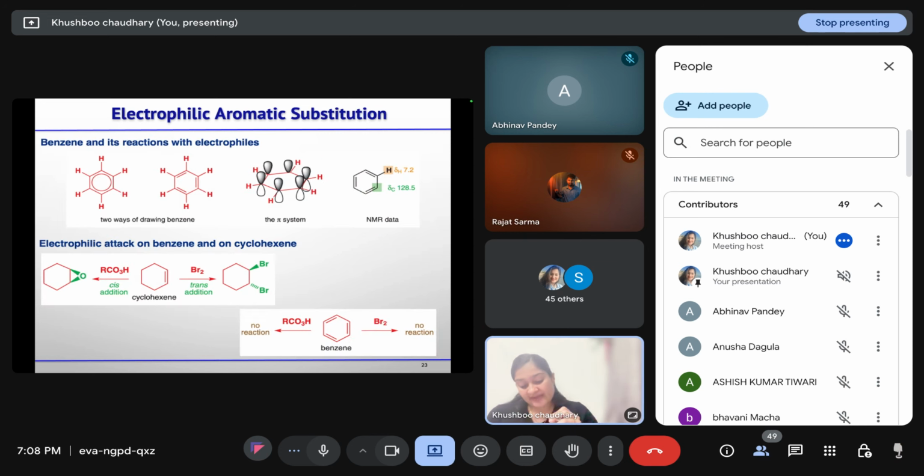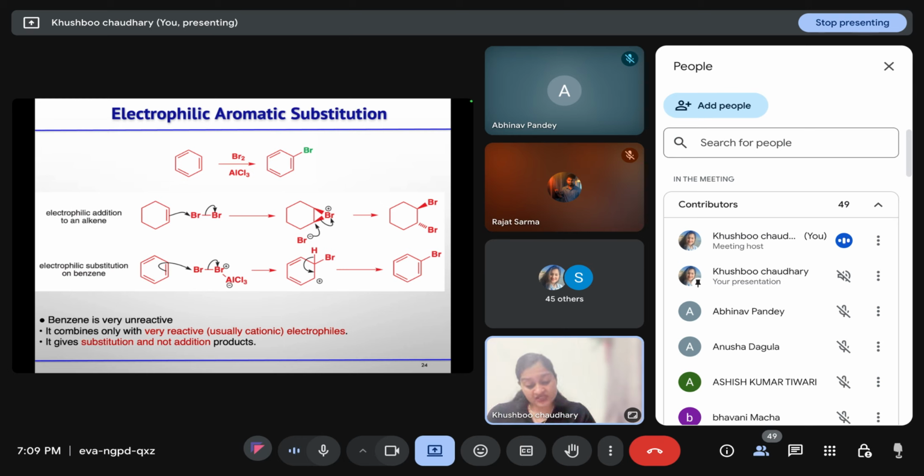Now, benzene we can show in two ways, either with electron density revolving around all the atoms, or in the other way of showing the benzene ring. Now let us see the difference between electrophilic attack on benzene and on cyclohexene. If we treat cyclohexene with bromine, we get the dibromo addition compound. If we treat it with peracid, we get an epoxide. But under the same reaction conditions, with benzene we will not observe any reaction.